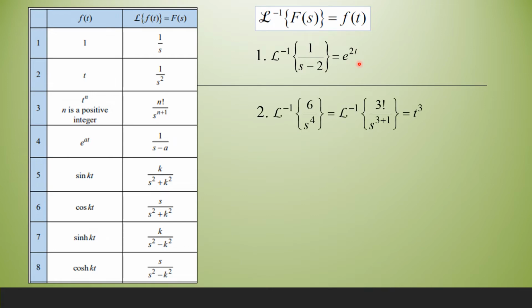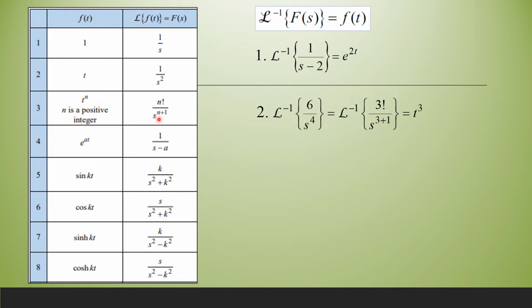Question number 2. What is the inverse of 6 over s to the power of 4? The denominator contains a factor of s to the power of 4. So you compare with one of those formulas given in the table. It seems that this expression matches the one given at formula row number 3. S to the power of 4, 4 is the same as n plus 1, so that means n must be equal to 3.